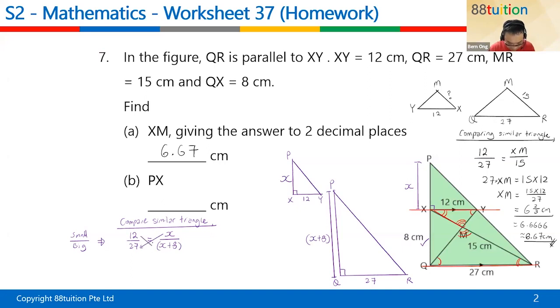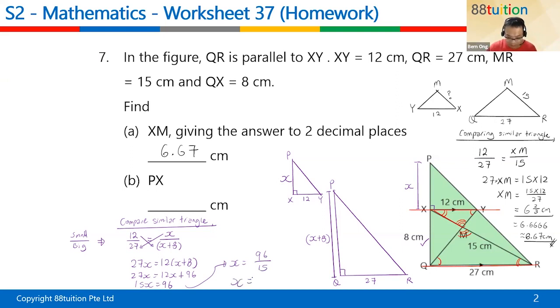All right, single fraction, cross multiply. 27 times x is 27x, equal to 12x plus 8. All right, 27x is equal to, expand, 12x plus 12 times 8, which is equal to 96. Bring the x to one side: 27 minus the 12 is equal to 15x. 15x equal to 96. And the last step will be what? x is equal to 96 divided by 15.